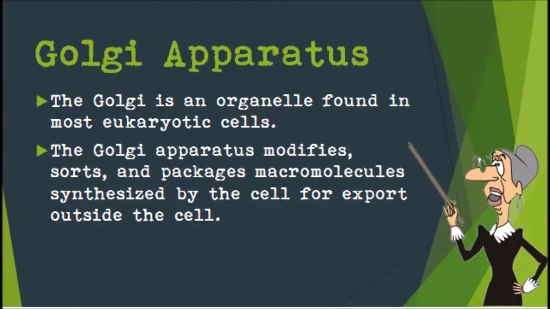The Golgi is an organelle found in most eukaryotic cells. The Golgi apparatus modifies, sorts, and packages macromolecules synthesized by the cell for export outside the cell.